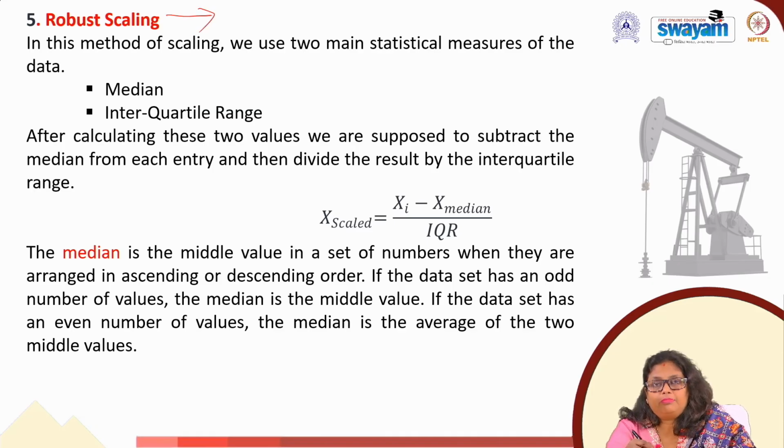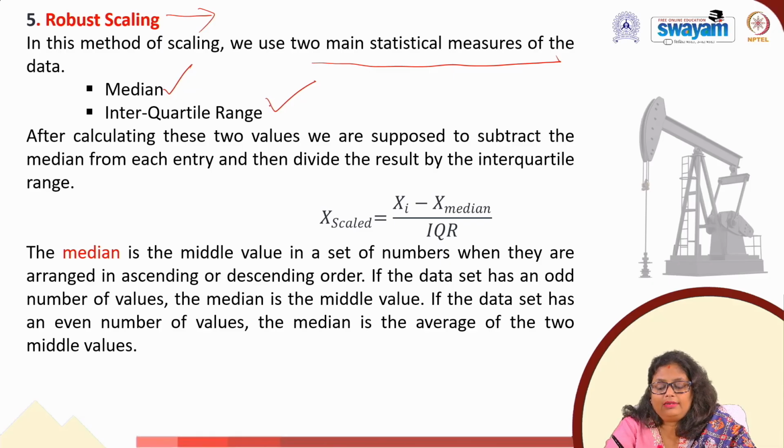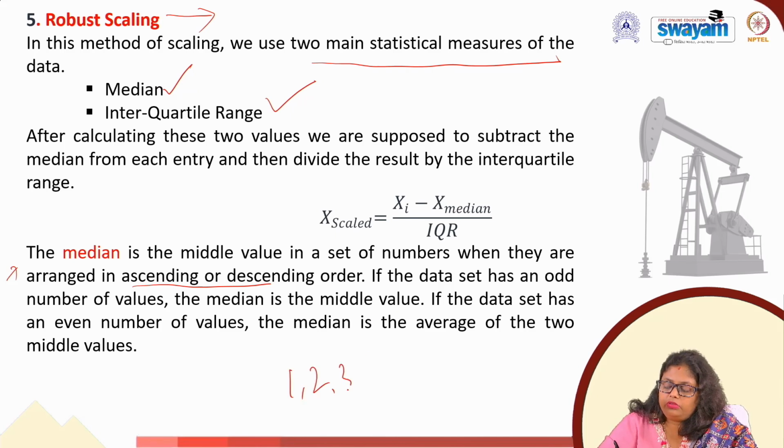Okay, so this is another method for scaling. In this particular method, we use two main statistical measures of the data. The first one is the median and the other one is the interquartile range. We are aware of what the median and interquartile range are, so we will just recap. The median is the middle value in a set of numbers. When we arrange the numbers in ascending or descending order, if the data set has an odd number of values, the median will be the middle value, like 1 2 3 4 5.